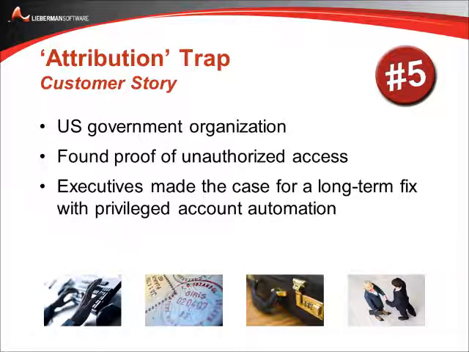Now, here's an example of a customer that was able to create a climate of accountability. This comes from the U.S. government, where an agency's own investigators found proof that an employee had accessed sensitive information to which he was not entitled. Here, the executives made the decision to provide a lasting fix and get real attribution of all privileged access, to know for certain that employees were complying with important policies. The organization partnered with our company to automate their privileged account management, and we'll talk more later about the processes that they used.